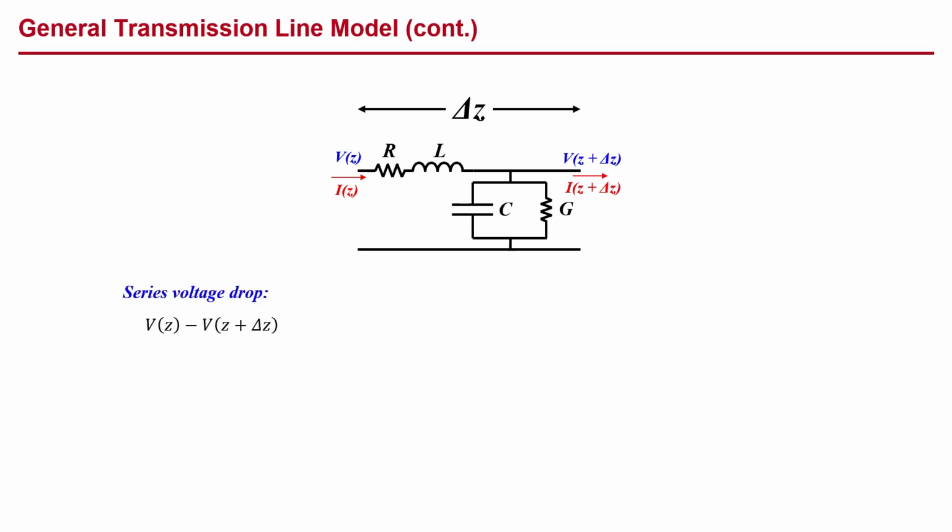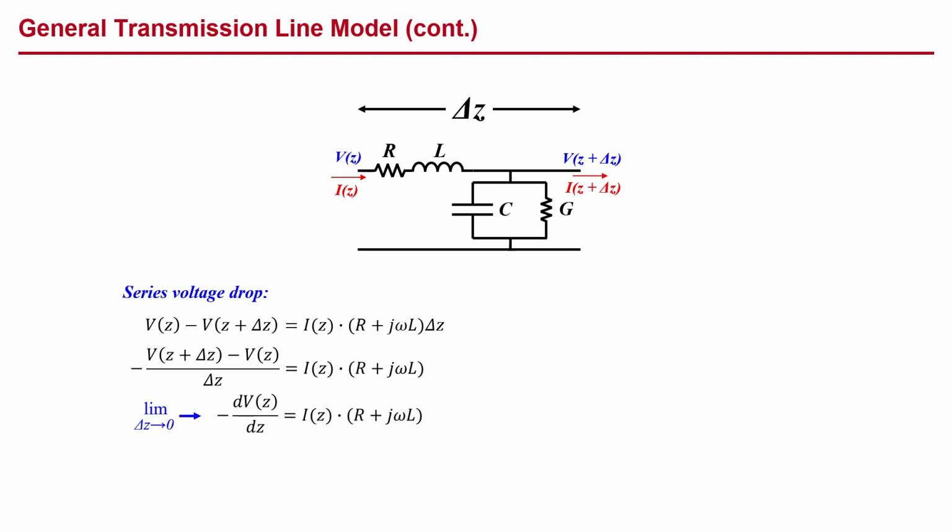The voltage drop across the unit cell must be equal to the current I of z multiplied by the per unit length series impedance terms R plus j omega L multiplied by the length delta z. We can reverse the order of the voltage terms on the left side, put a negative sign out front, and divide both sides by delta z. We take the limit as delta z approaches 0 to get the negative of the derivative of the potential with respect to z equals I of z times R plus j omega L.